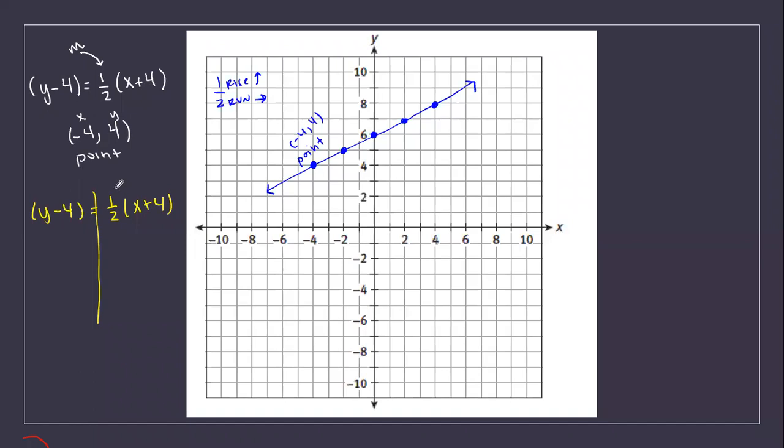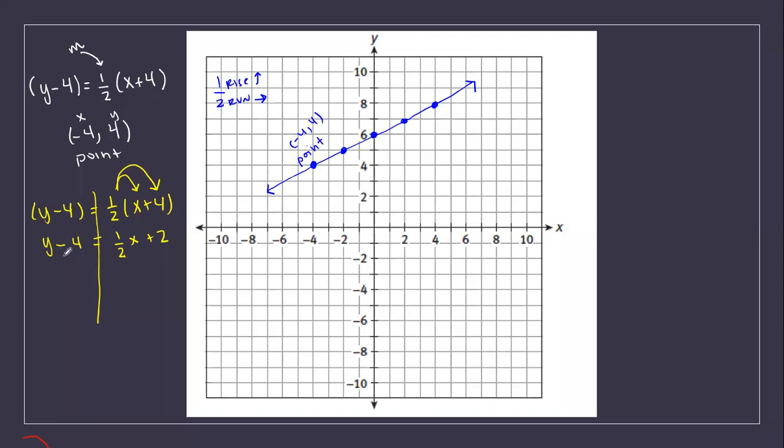First thing I would do is distribute this 1/2, because I want to totally simplify this. I want to get rid of all these parentheses and see if I can make this a y equals equation. When I do that, this side gives me y minus 4. 1/2 times x is 1/2 x. 1/2 times 4 is positive 2. That's looking much better than this nonsense up here.